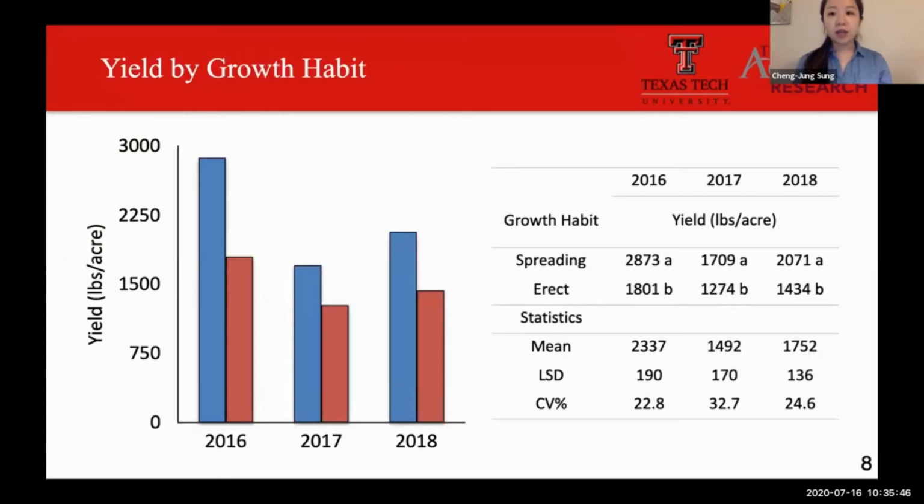And the second fixed effect is the growth habit. So for the results of the yield by growth habit, there are 2 growth habits, spreading and erect type. So we see that consistent results show spreading type has a higher yield comparing to the erect type among 3 years here, which fit our expectation.